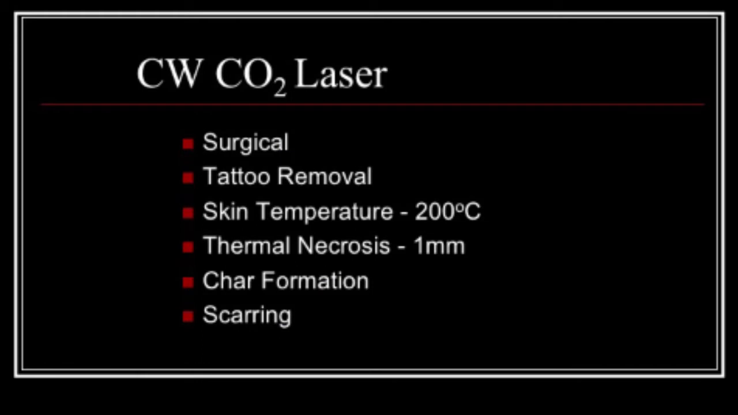So first we used the CW, or continuous wave, CO2 laser, which was used for surgical purposes, for excision and to remove hemorrhoids, as we learned in the morning. Also for tattoo removals. The skin temperature could go up as high as 200 degrees Celsius. There was up to 1 millimeter of thermal necrosis, char formation, and ultimately scarring. So almost always when you use a continuous wave CO2 laser, it will give you a scar.